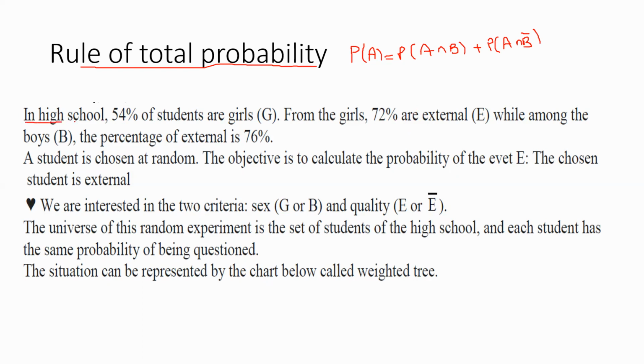In a high school, 54% are girls. From the girls, 72% are external, while among the boys, 76% are external.